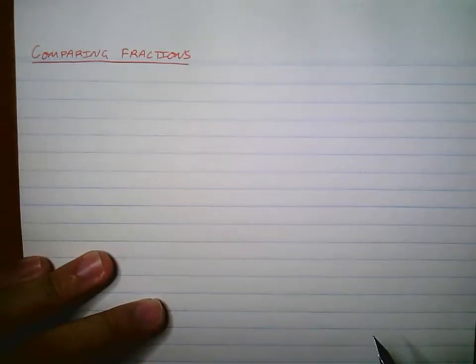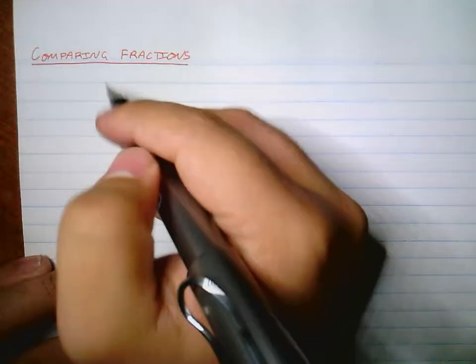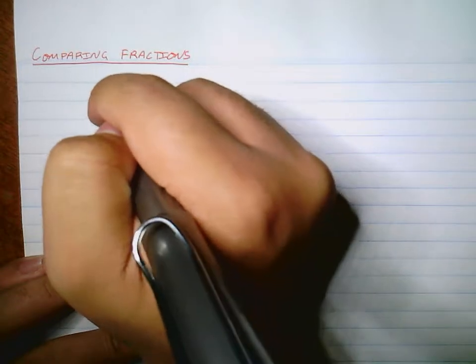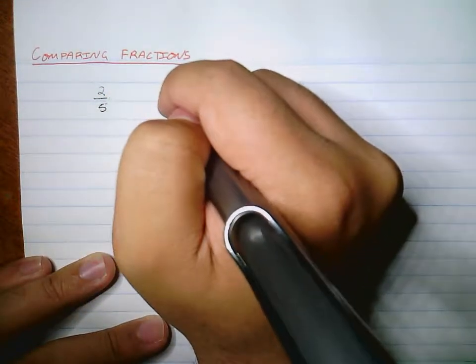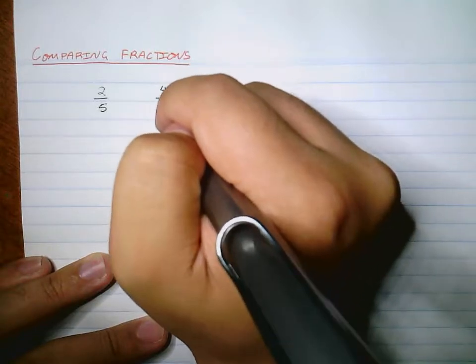So the easiest way that we can explain this is if we have any two fractions with the same denominator. So let's take a look at this one. We have 2/5 and 4/5.